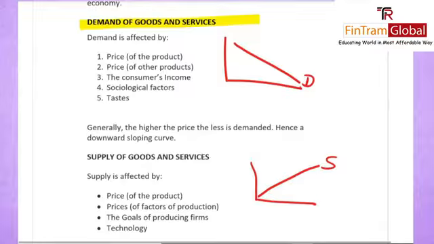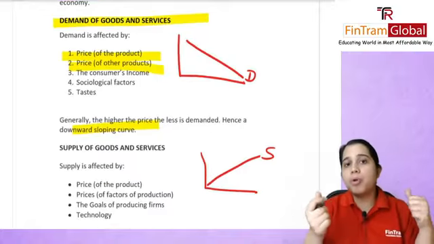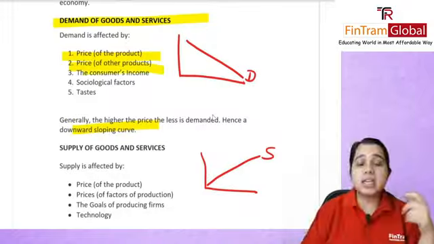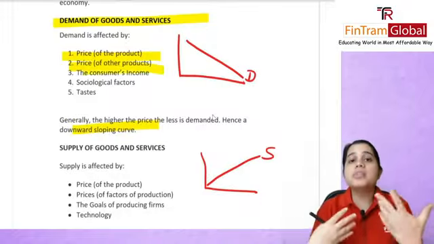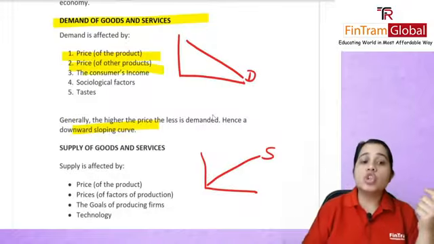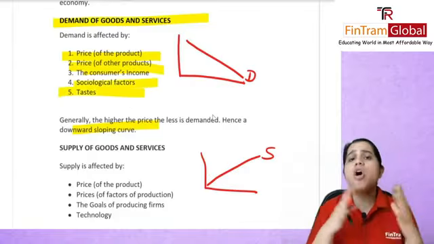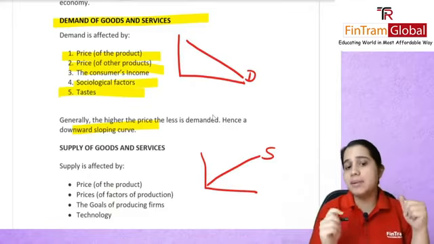Now demand, how will that be affected? It will be, of course, the price of your product. If your price is increasing, then the demand will probably decrease. That's what they say, and that's why you have a downward sloping curve, right? Then you have the price of other products. Let's say your competitors are selling at a cheaper price, then again your demand will probably fall. The consumer's income: if they have more income, they will probably spend more, and demand will increase. Sociological factors and taste are all going to affect the demand.